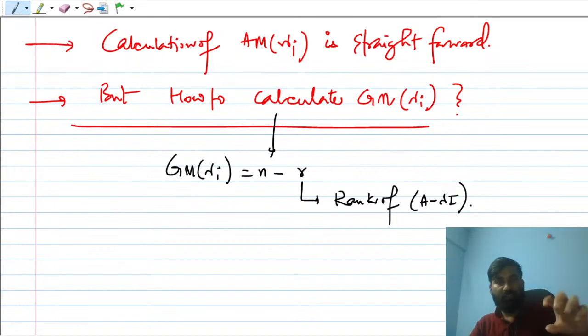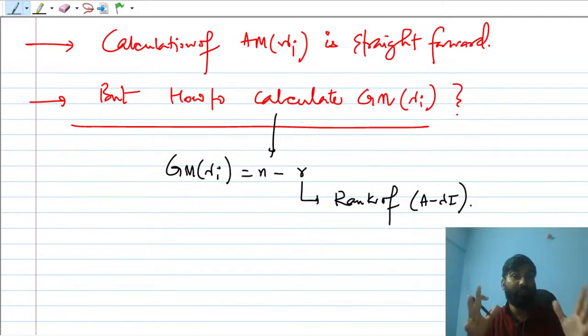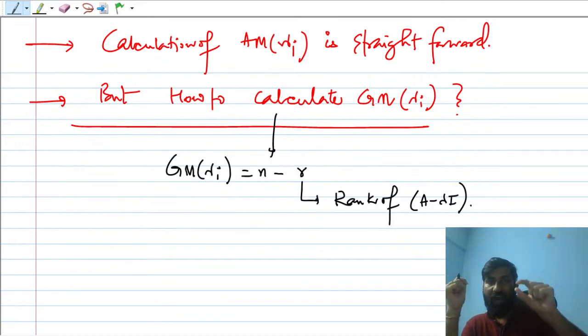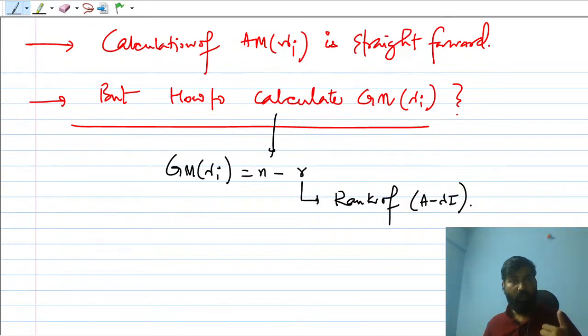This kind of definition you might have seen while calculating the number of free variables in the matrix, while solving a system of linear equations. But in this case, what is the meaning of this R? R is basically the rank of A minus lambda I, or you can say the number of pivots in A minus lambda I, not in A. That caution you have to keep in mind. And what is n? N is the number of unknowns.